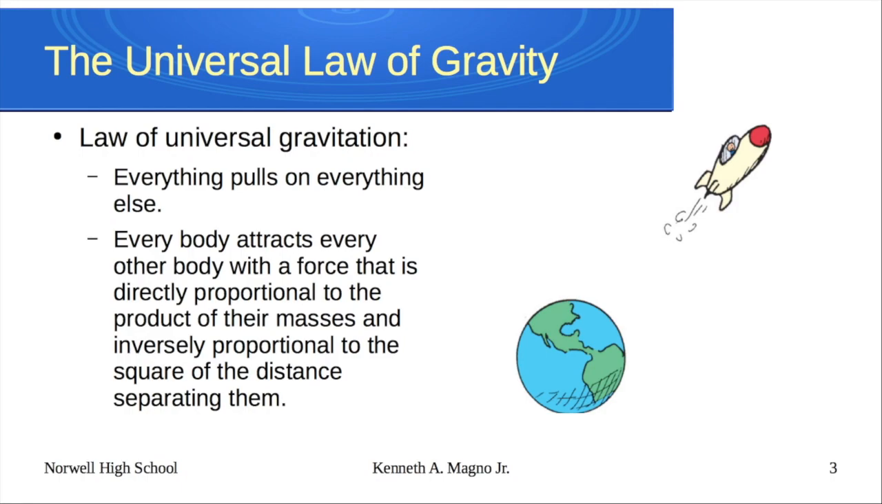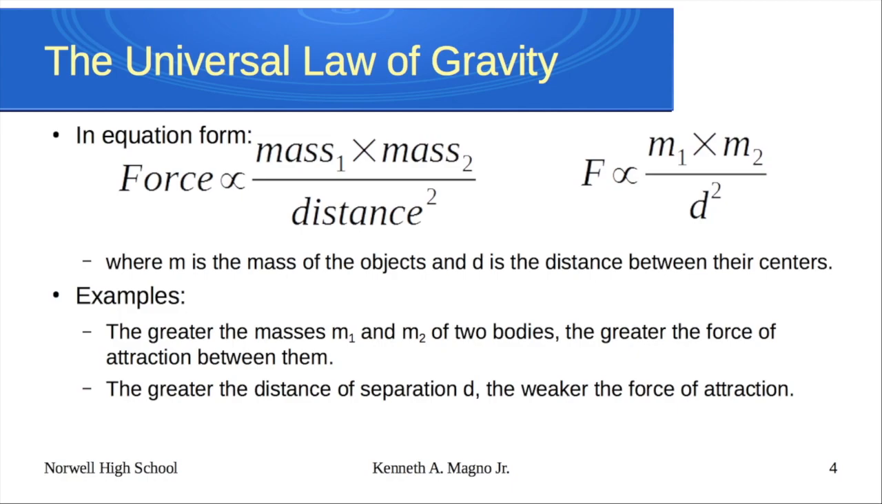So the law of universal gravitation basically states that everything pulls on everything else. The Earth is attracted to the moon just as the moon's attracted to the Earth. The Earth's attracted to the sun and the sun's attracted to the Earth. You're attracted to the Earth and the Earth is attracted to you. Okay? So every body attracts with a force that's proportional to the masses and inversely proportional to the square of the distance separating them. As an equation, that looks like the mass of 1 times the mass of 2 all over the distance squared, but that's proportional to. This is what he actually stated. This is what he discovered.